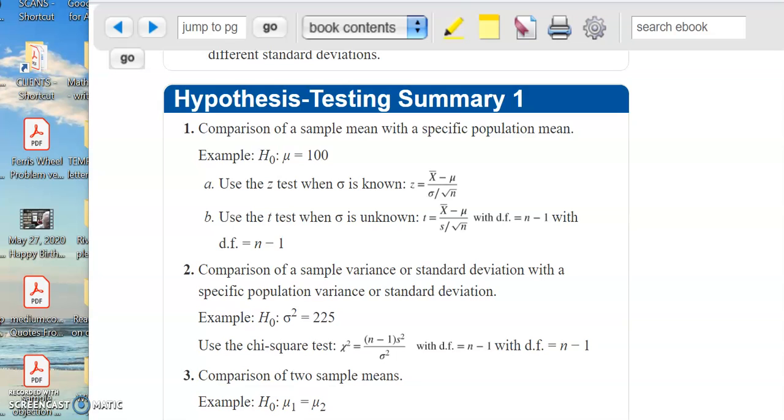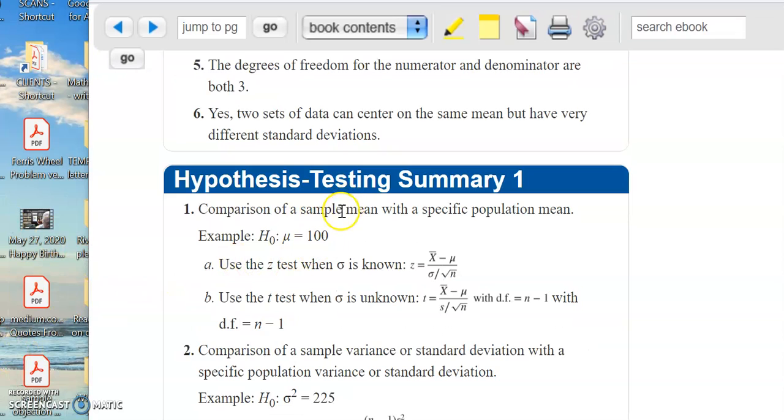just Raisin Bran, I just want to know if Raisin Bran helps with push-ups. That is a chapter 8 type problem because chapter 8 is right here. It's a comparison of a sample mean with a specific population mean.